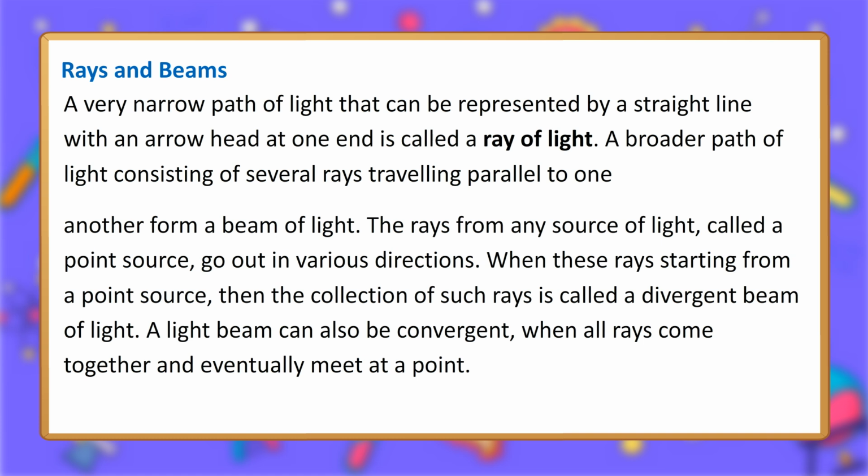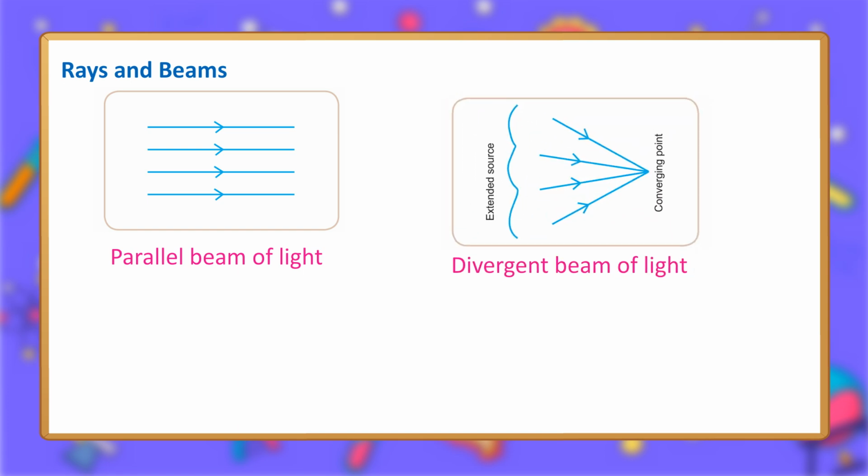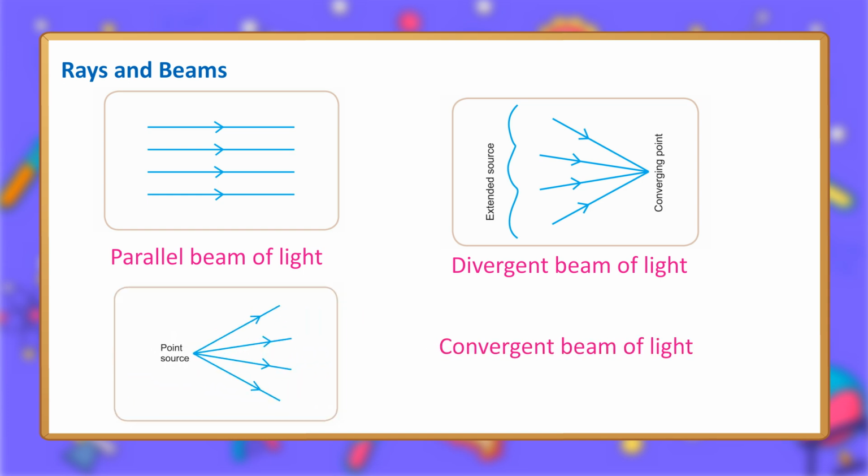The rays from any source of light, called a point source, go out in various directions. When these rays start from a point source, the collection of such rays is called a divergent beam of light. A light beam can also be convergent, when all rays come together and eventually meet at a point. Parallel beam of light. Divergent beam of light. Convergent beam of light.